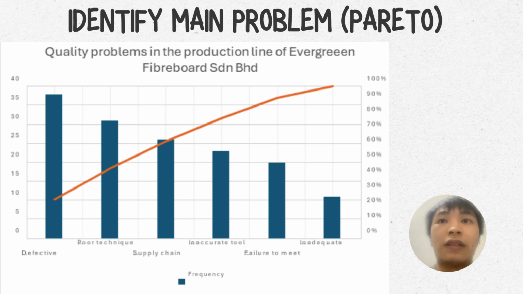Especially the defective product contributes about 26.7%, and the poor techniques bring it to 49.6%, and the supply chain issues bring it to 64.1%. Therefore, it is evident that focusing on these 3 main problems will likely yield the most significant improvement in the production line's overall quality.